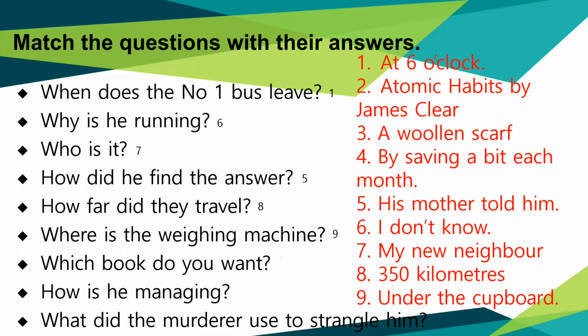Yes, the answer is very obvious. It's number 2, Atomic Habits by James Clear. How is he managing? Yes, you are correct. Number 4, by saving a bit each month.